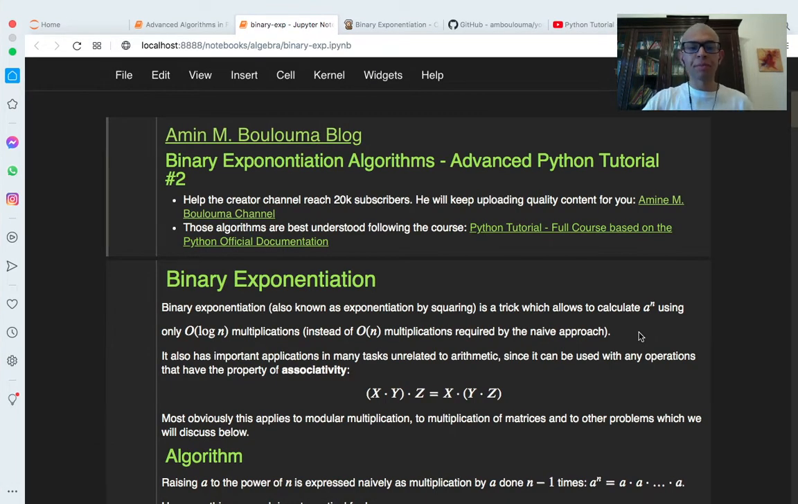Hello and welcome. So today our first algorithm will be the binary exponentiation algorithm. We will see that we have pretty much algorithms where each time we'll have to either come up with some algorithms, do some new ones, or do some variations.